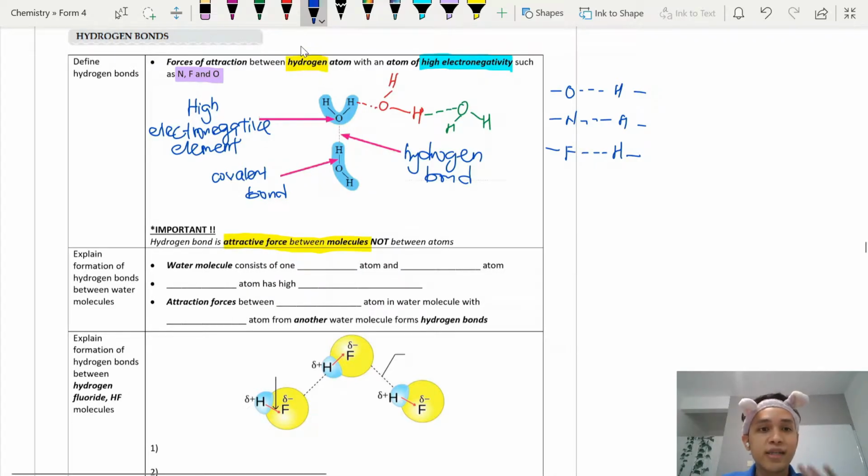Because this is a new thing in your Form 4 syllabus, compared to previous years, most likely what I'm guessing is that they might ask you to draw the hydrogen bond, meaning they might ask you to show an example of the hydrogen bonding. Roughly you need to know how to sketch or draw an example of hydrogen bonding, but I hope they won't.